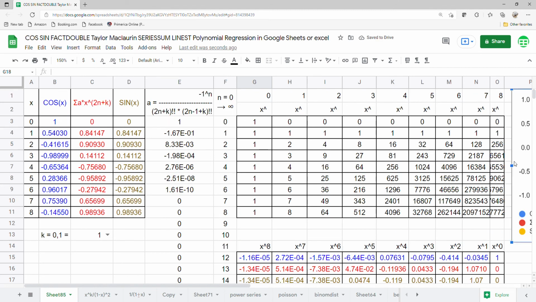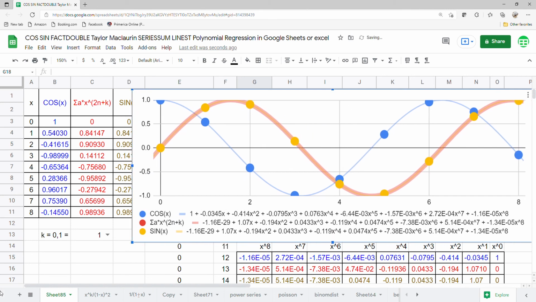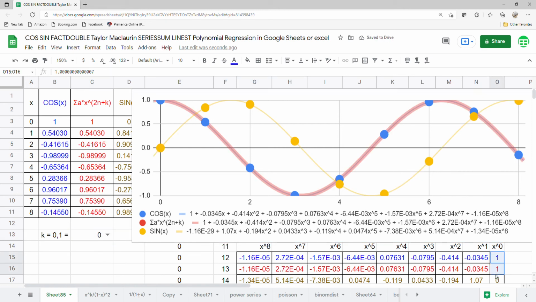Now we can compare our polynomial regression coefficients with this. So coefficient of x to the 0, so we'd say this is cosine. So coefficient of x to the 0, 1, 1, 0. So 1, 1, this is 0. Coefficient of x, that's negative 0.0345, negative 0.0345, 1.07. Coefficient of x squared, negative 0.414, negative 0.1, negative 0.194. Coefficient of x cubed, negative 0.0795, 0.0433.